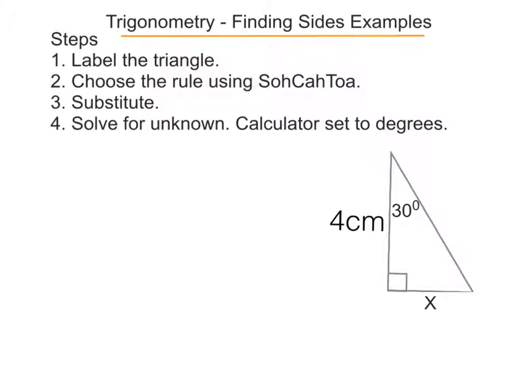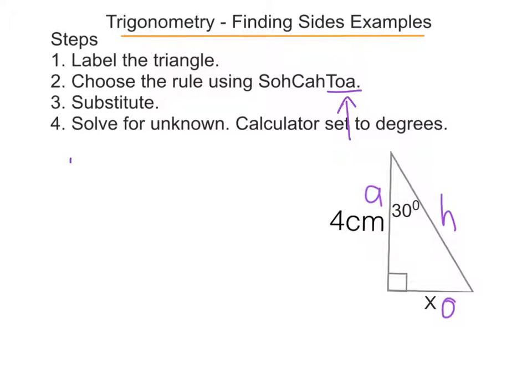So let's look at an example. If you look at the steps, the first thing to do is to label the triangle. So in this triangle here, the hypotenuse is the longest side, the opposite is the side that's not next to the angle, and the adjacent is the side that is next to the angle. In this triangle, the two things that I'm interested in here are x and the 4. That means I want to use the opposite and the adjacent. So I need a rule with opposite and adjacent in it, and that is tan. Tan is equal to the opposite over the adjacent. So from SOHCAHTOA, I know that I need to use tan.